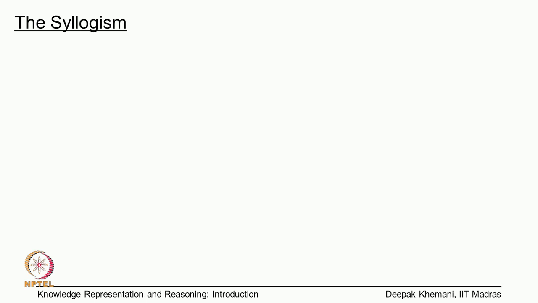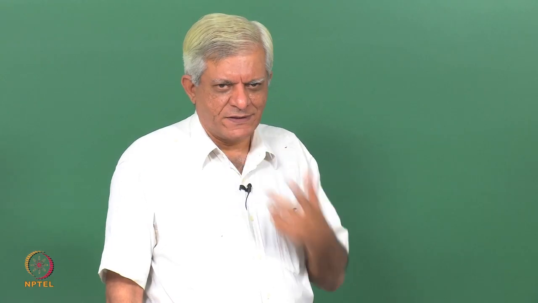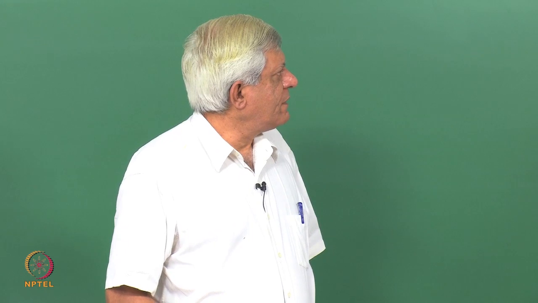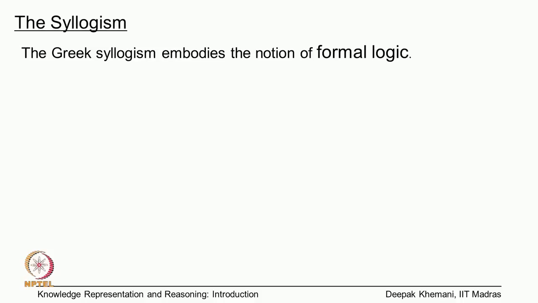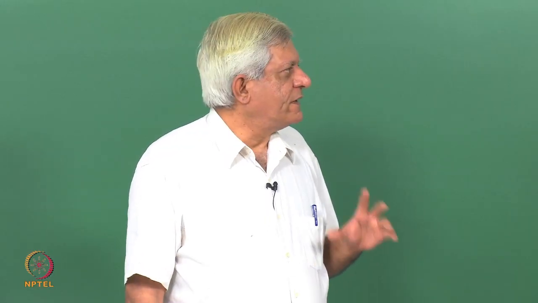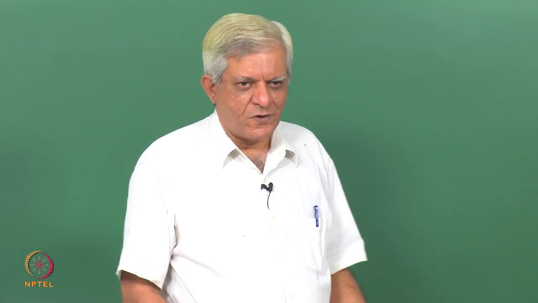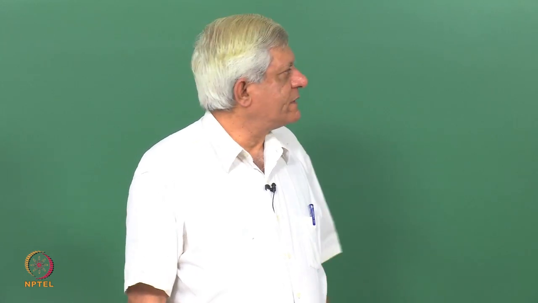So, let us look at what else the Greeks gave us. They gave us this thing called the syllogism, which I am sure you must have read about. The Greek syllogism embodies the notion of formal logic. This is one of the things we are going to be interested in. Our base for knowledge representation is going to be formal logic, and the interesting thing about formal logic is that it is formal. It depends only upon form. It does not depend upon content essentially.